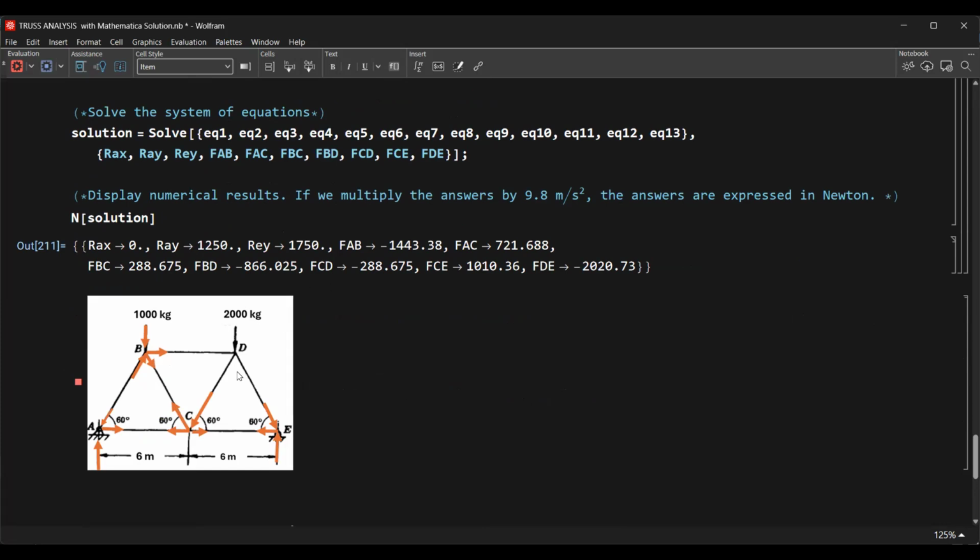We also have FCD negative here, so the direction of FCD must be from C to D. Then the direction of FCE here is correct. So CE is correct. Then for DE, this is negative, so the direction of the force DE is from E to D.